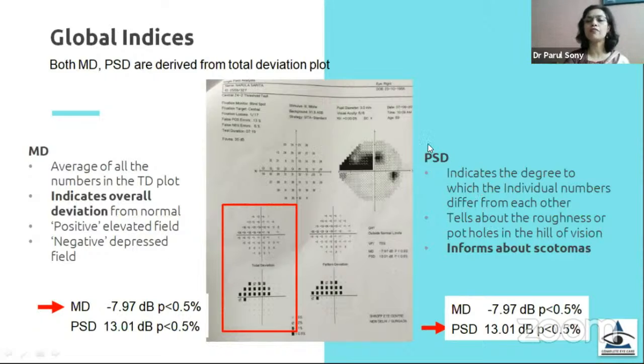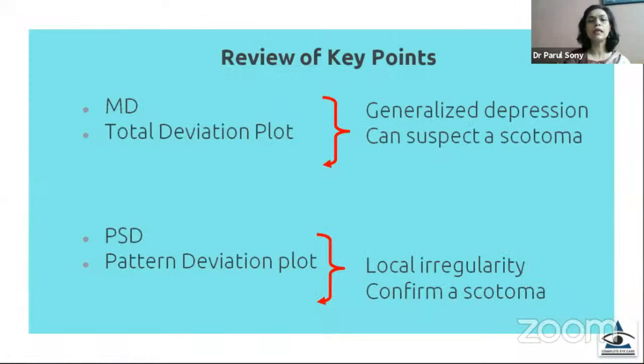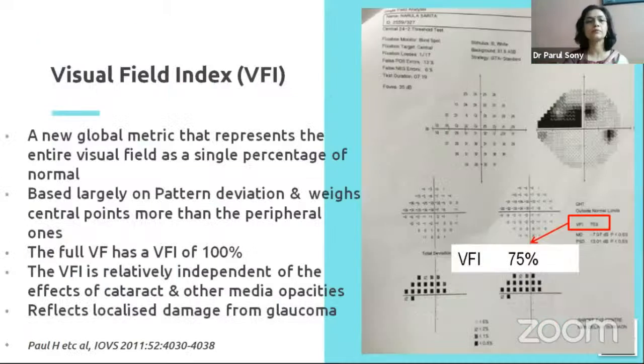And similarly, you have pattern standard deviation, which is again derived from the total deviation plot. This tells you about the localized scotomas. So the higher the pattern standard deviation values, the more advanced the field defect is. So the important key points to remember are that the mean deviation and the total deviation tell you about the generalized elevation or depression of the visual field. However, more important are the pattern standard deviation and the pattern deviation plot, which tell you about the localized scotoma.